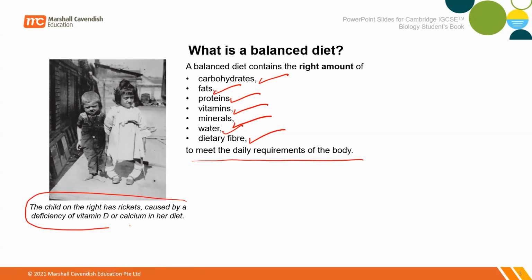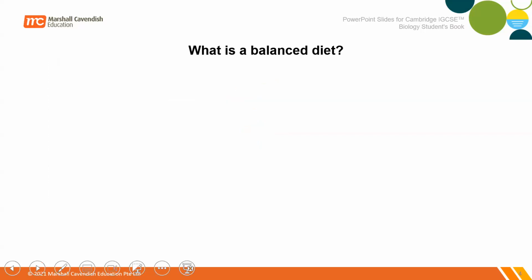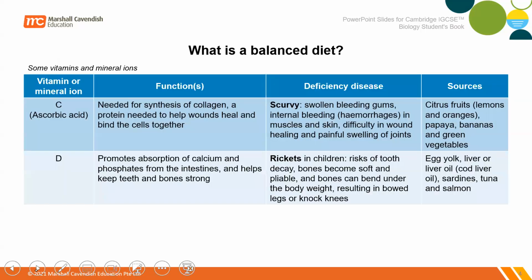In front of you, a photo of a child on the right who has rickets, and this is caused by a deficiency in one of the vitamins. So, if there is a deficiency in a vitamin or any mineral such as calcium in your diet, definitely this will cause a problem or disease. So, in front of you here, a table showing you the vitamin or mineral that we are talking about, the function of this vitamin and the deficiency, and the source.